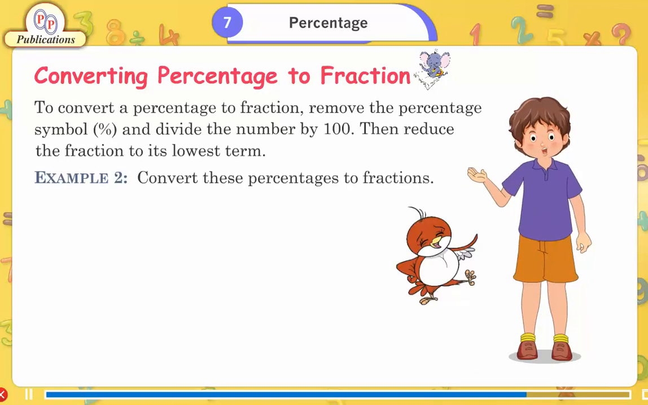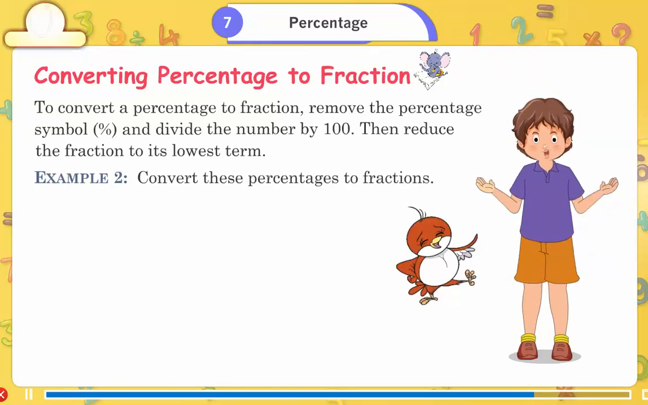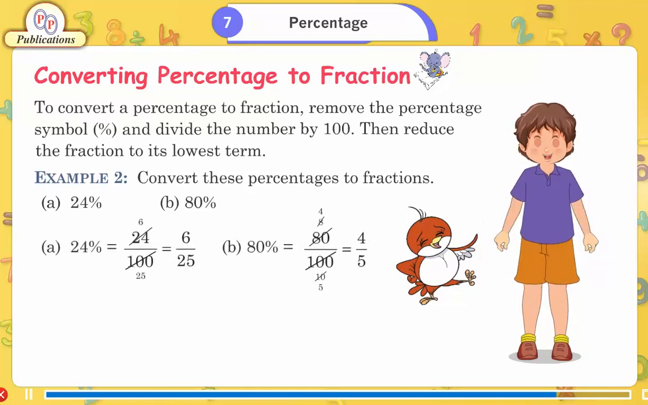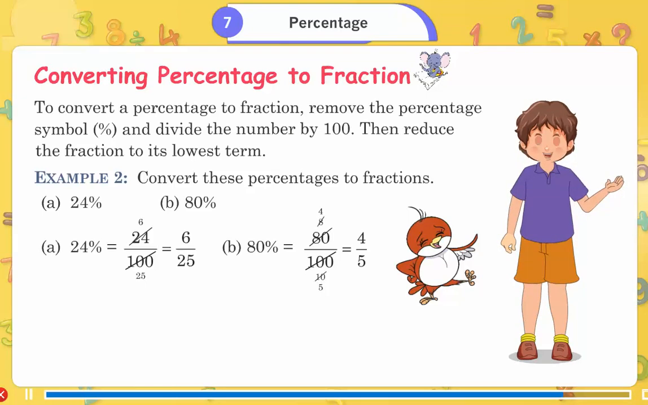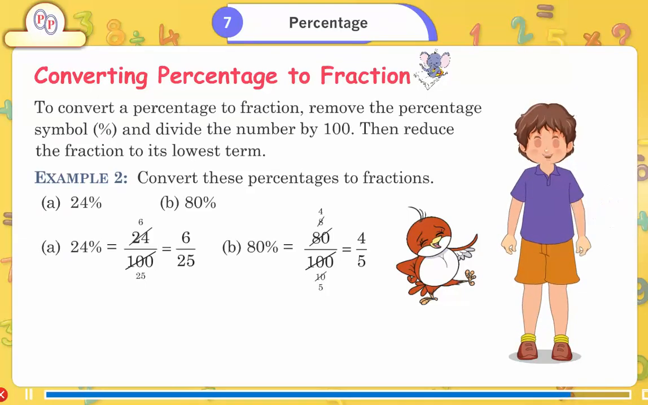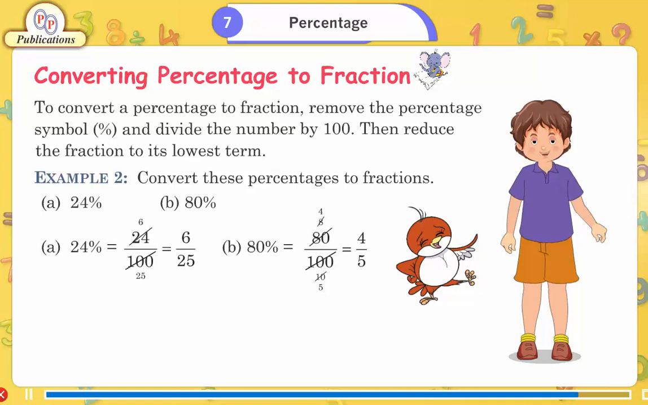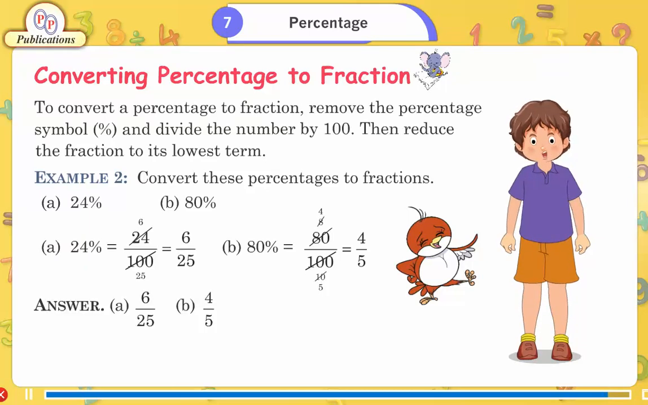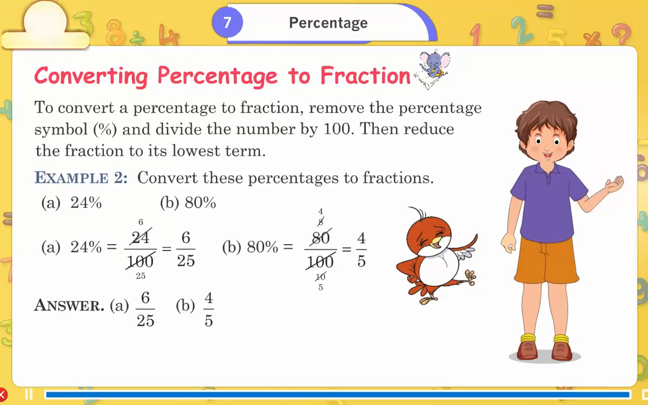Example 2. Convert these percentages to fractions. A. 24%, B. 80%. A. 24% is equal to 24 by 100 is equal to 6 by 25. B. 80% is equal to 80 by 100 is equal to 4 by 5. Answer: A. 6 by 25, B. 4 by 5.